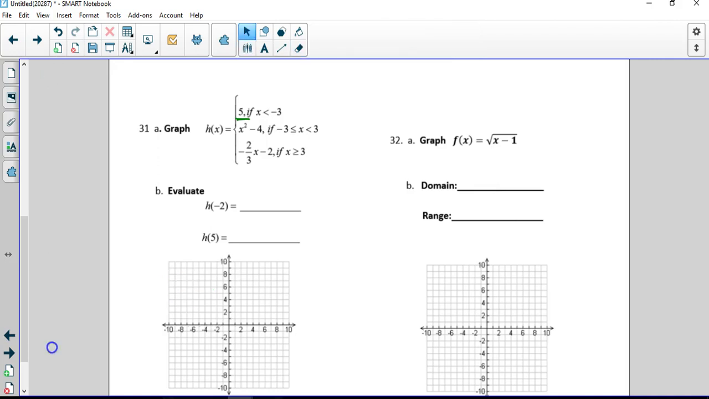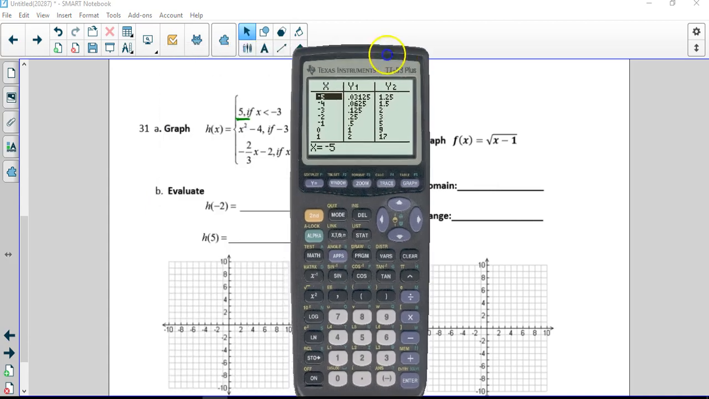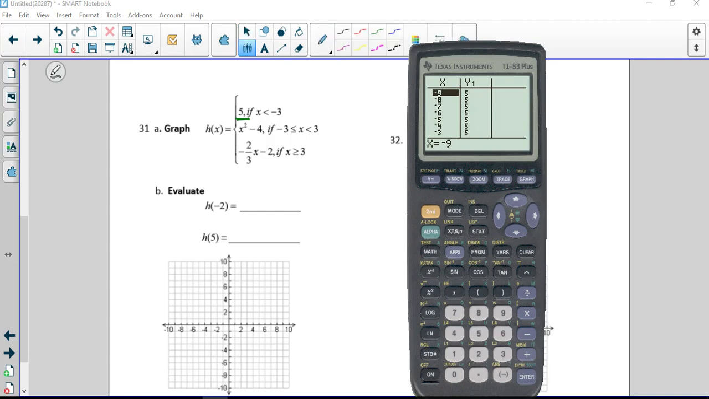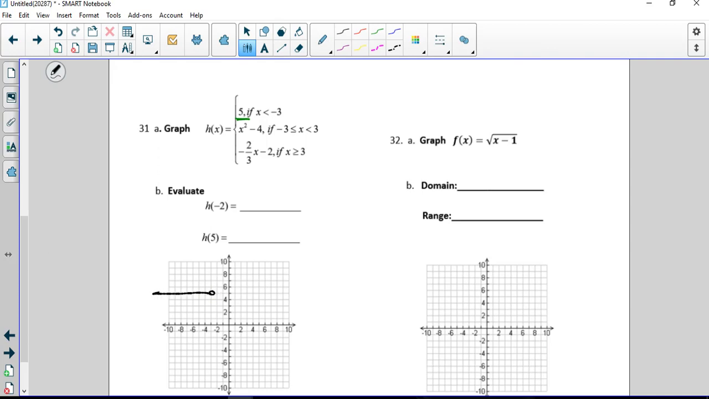Or, remember the other way is, come here, go to y equals, clear out what we have, and then put in y is 5. Okay? And then you go to the table. We know what it's going to look like. And we want numbers less than negative 3. So I'm going to scroll up till negative 3 is at the bottom. Notice they're all the same, but it still gives the idea of going to negative 3 and putting up to 5, putting an open dot, and then going left.